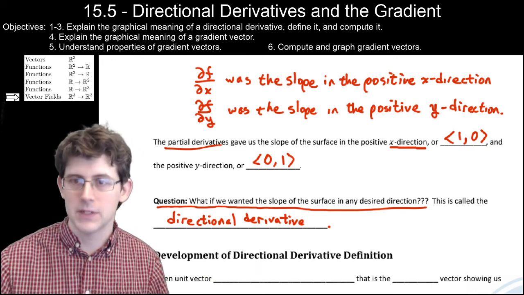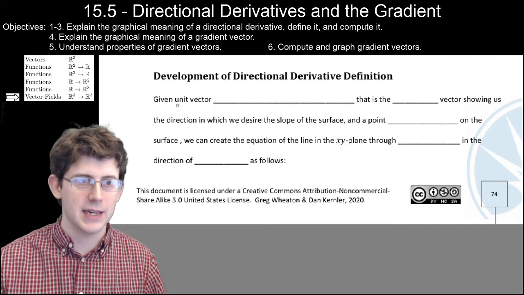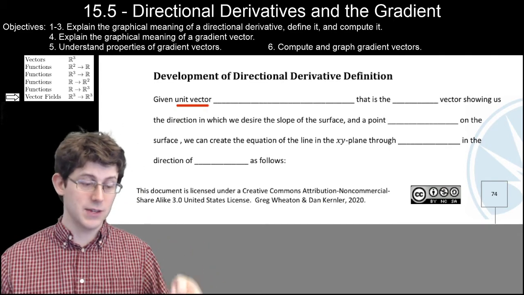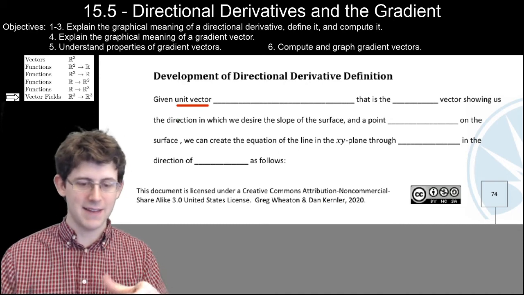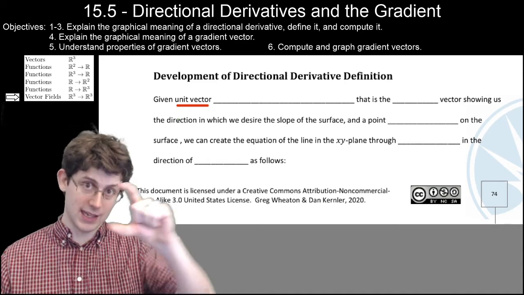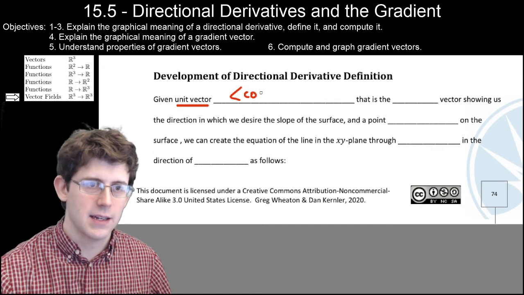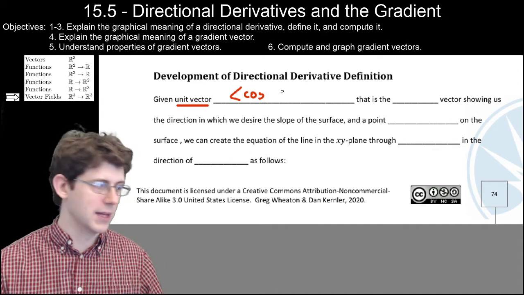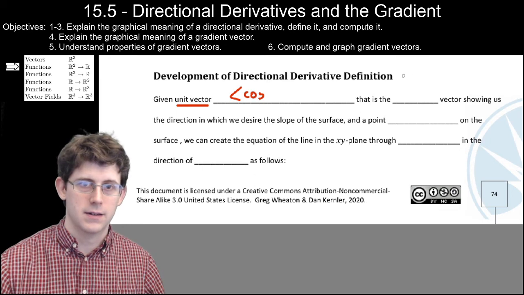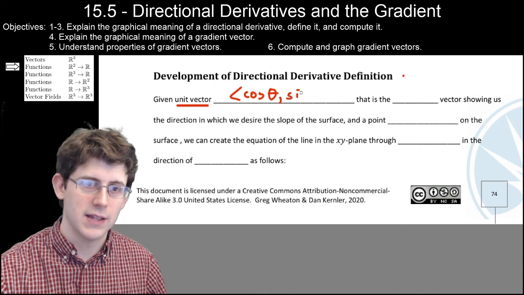Okay, so let's build the definition first. So first, let's pick a direction. The easiest, most standard way to write a direction is to give a unit vector, because we think of vectors as having magnitude and direction. If you take away a vector's magnitude by making it a unit vector, so it's length 1, then we think of it as being a direction. Unit vectors all look like this. Unit vectors in the plane, you just pick an angle, and you go in the direction cosine theta, sine theta.